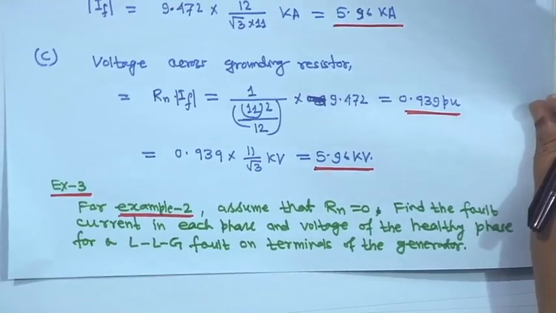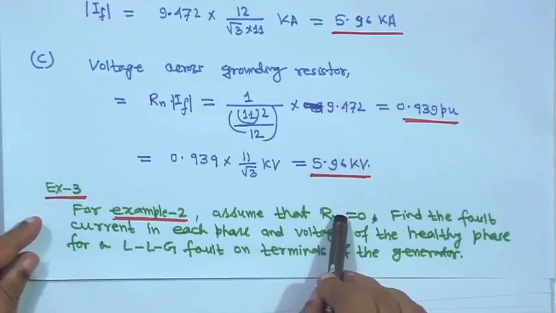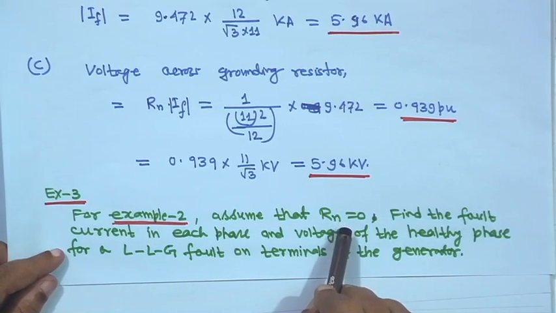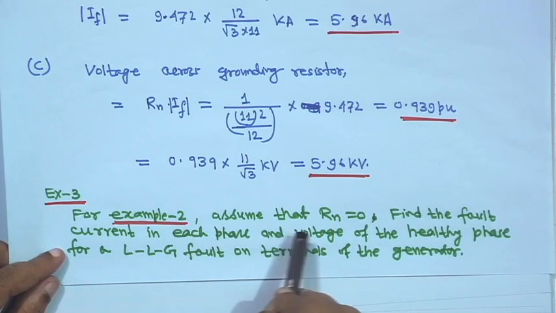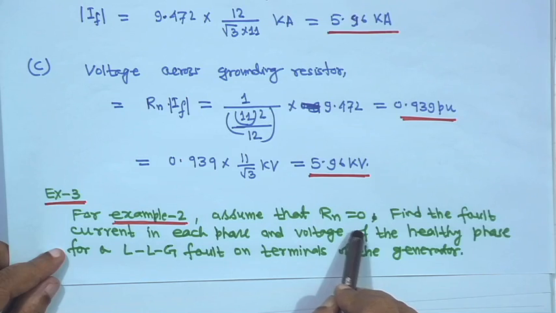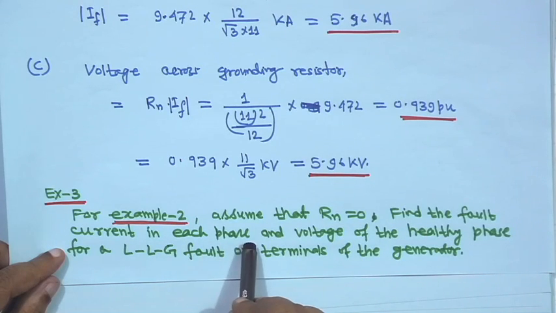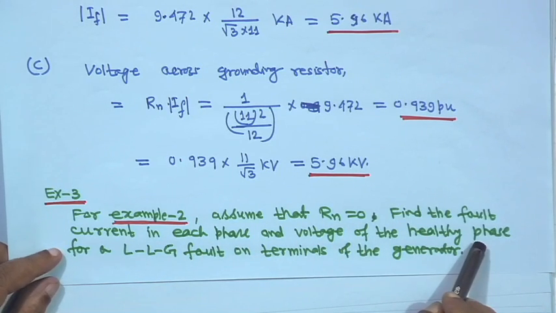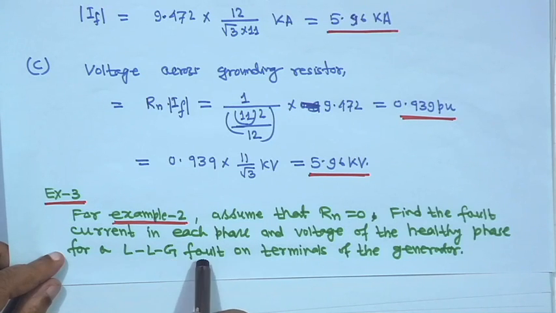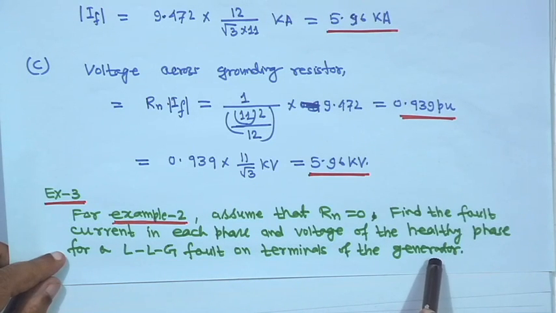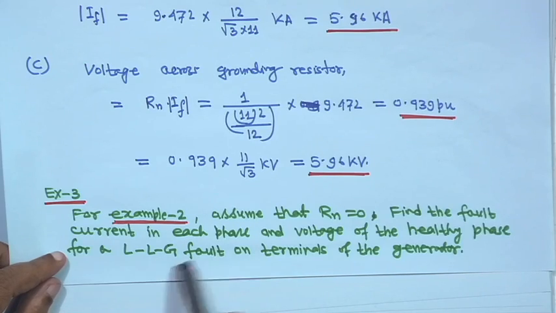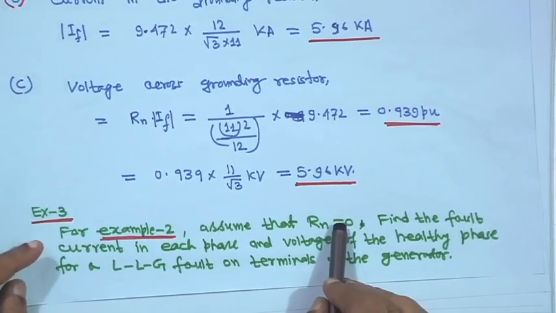Similarly, for the same example, example 2, assume that Rn is equal to 0. Find the fault current in each phase and the voltage of the healthy phases for a double line to ground fault on the terminals of the generator. So, you have assumed that there is a double line to ground fault now and Rn is equal to 0.